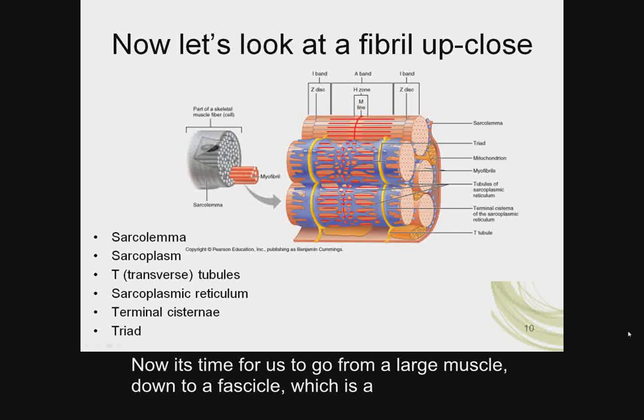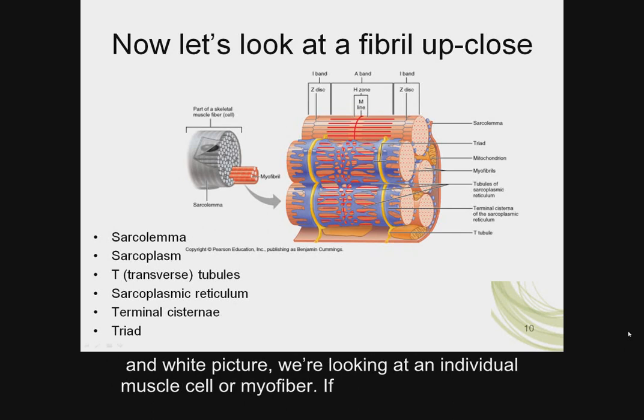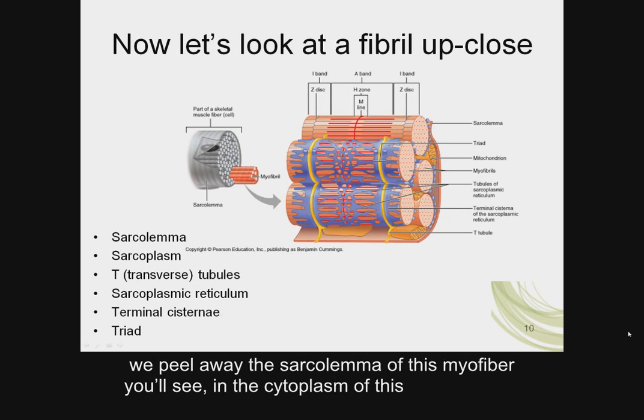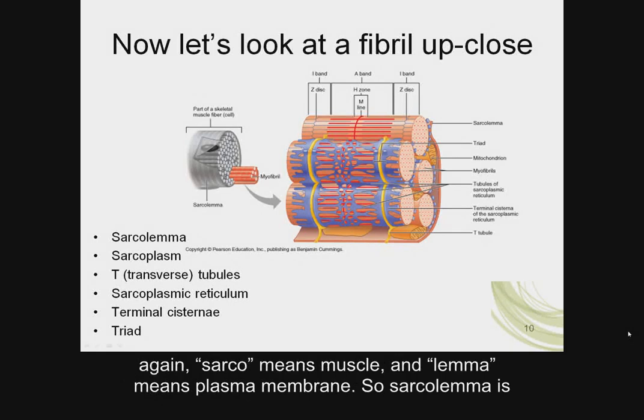Now it's time for us to go from a large muscle down to a fascicle, which is a collection of individual muscle cells wrapped with perimysium. And in this black and white picture, we're looking at an individual muscle cell or myofiber. If we peel away the sarcolemma of this myofiber, you'll see in the cytoplasm of this muscle cell many repeating structures called myofibrils.